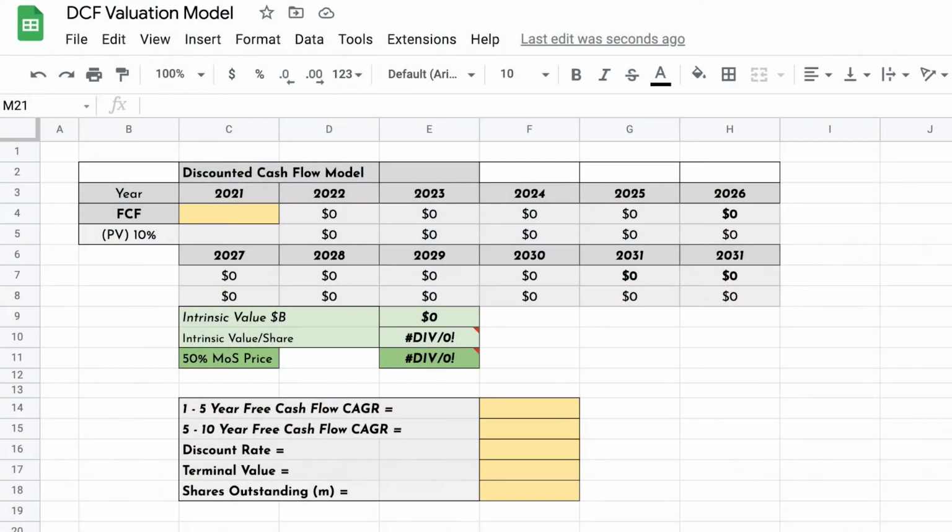So the purpose of this spreadsheet is to estimate the company's future cash flows and discount the future cash flows back to today using a discount rate. And that number is the intrinsic value.